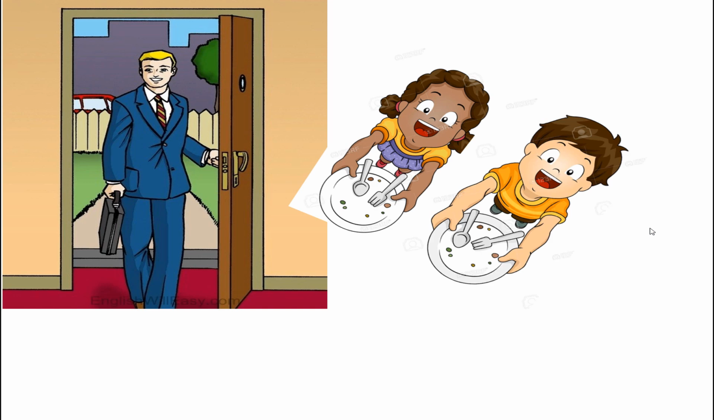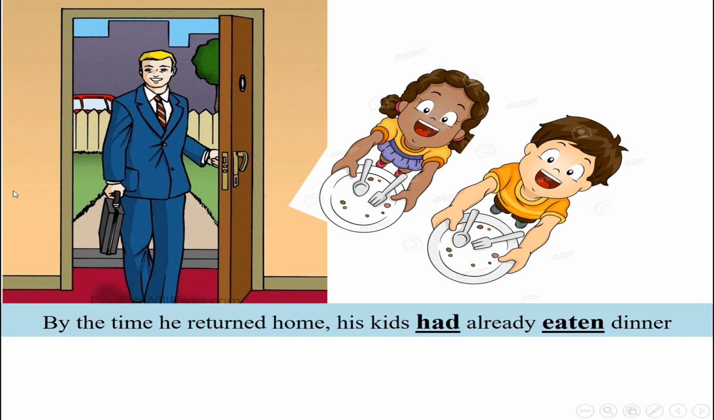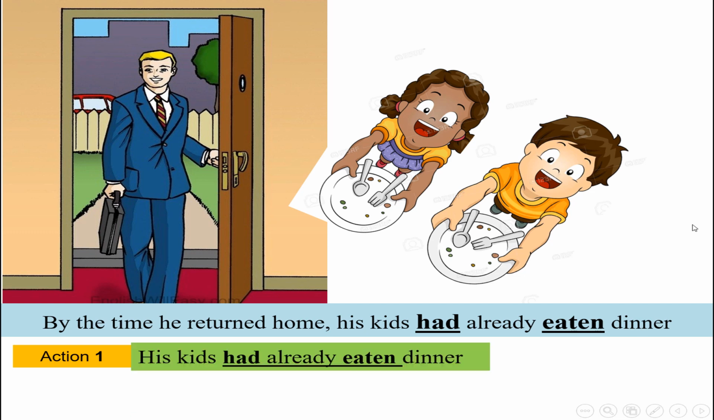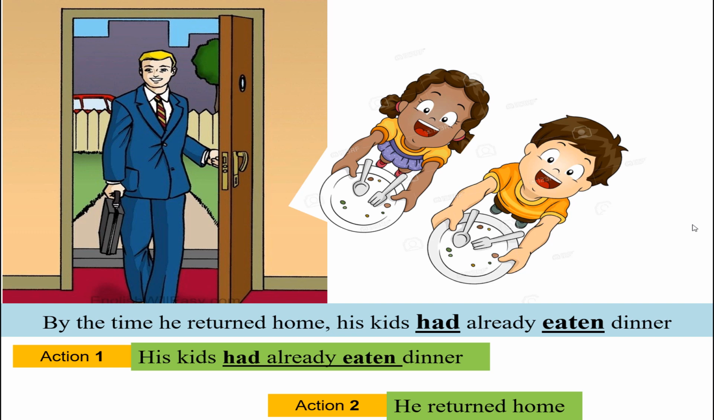Example 3. We have here two pictures as well. The first picture is about a father who has just come back home and his two little kids. So the example we have here: by the time he returned home, his kids had already eaten dinner. So action 1, as you see, his kids had already eaten dinner. And action 2, he returned home. Which one happened first? The kids had already eaten dinner. And the second action, he returned home.